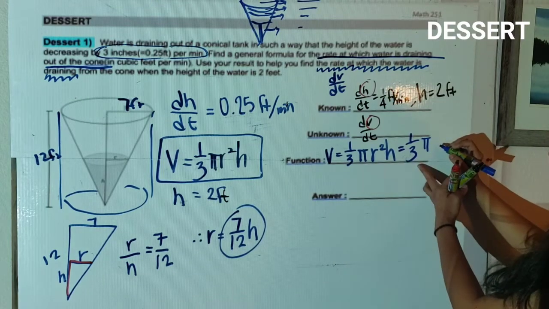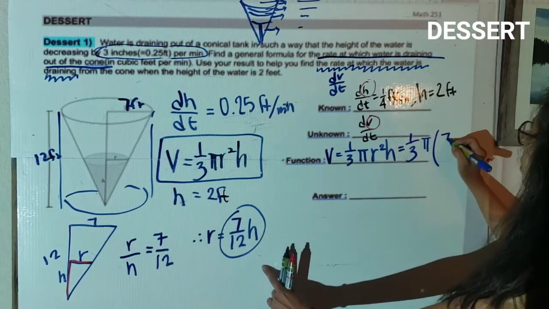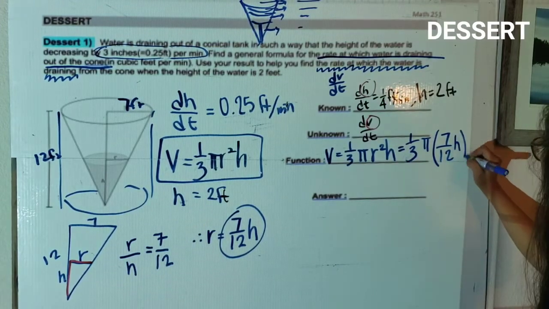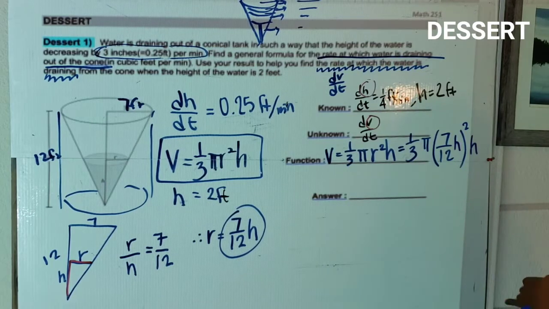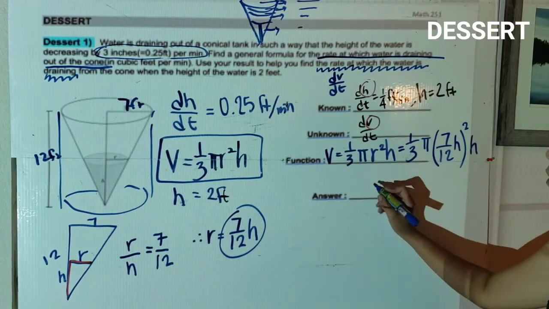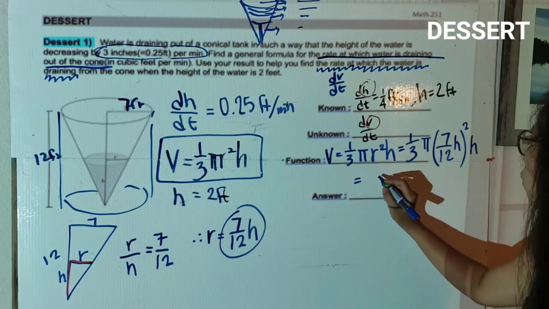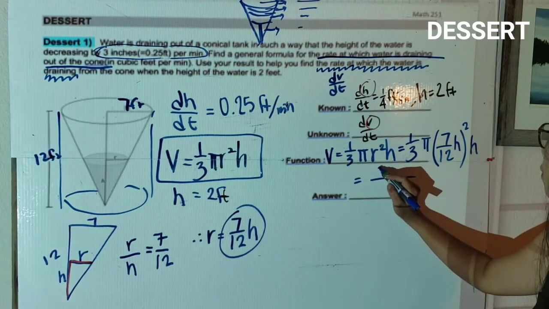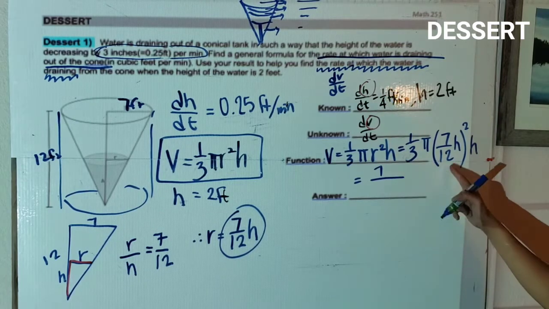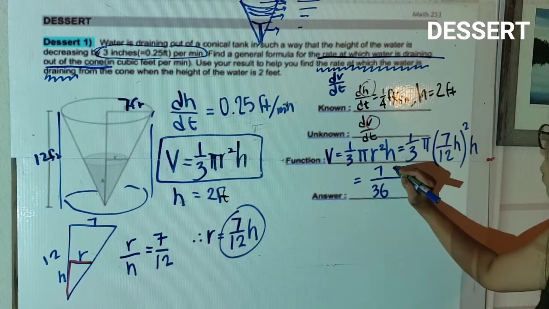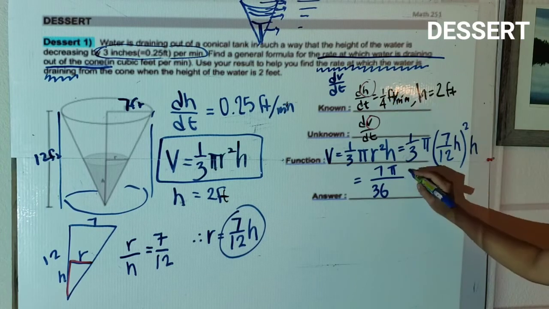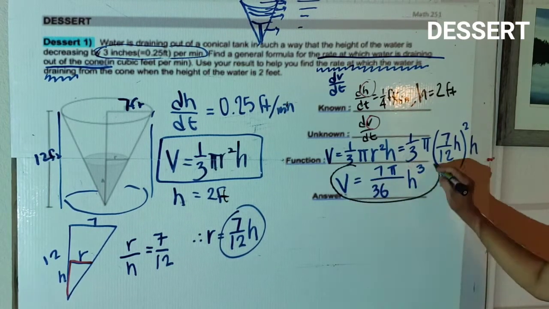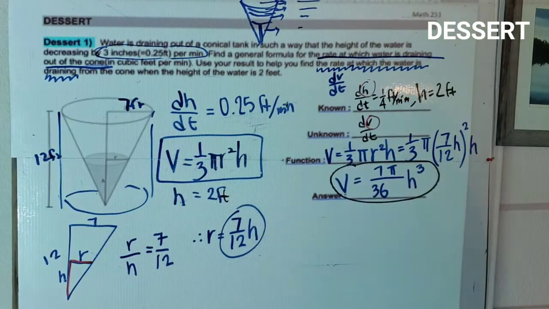So 1/3 pi R squared is going to be 7/12 H squared. And don't forget I have H here again. So let's organize. If I organize this one, the denominator is going to be 7 and denominator 36. Pi goes to the top and H cubed. So that's my new equation for this shape of the cone.